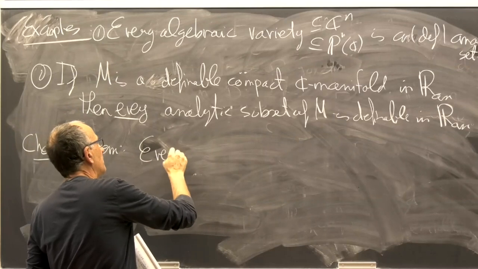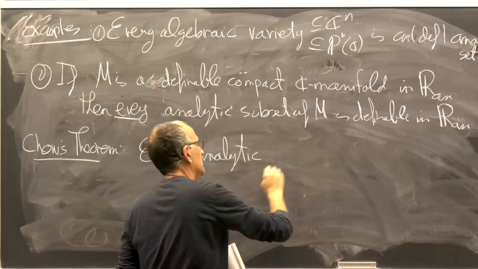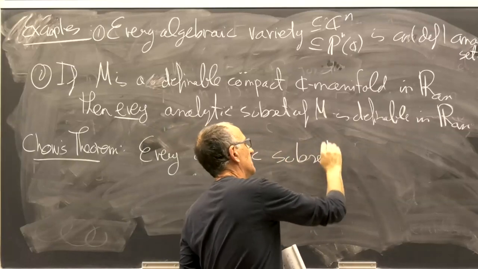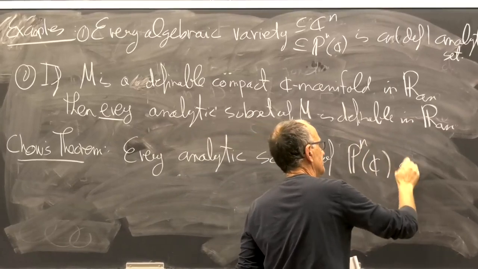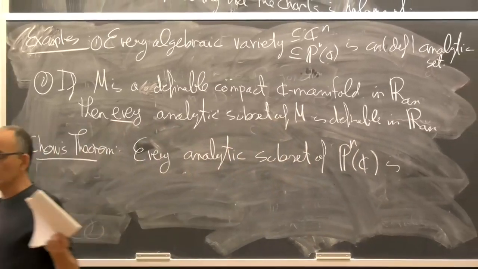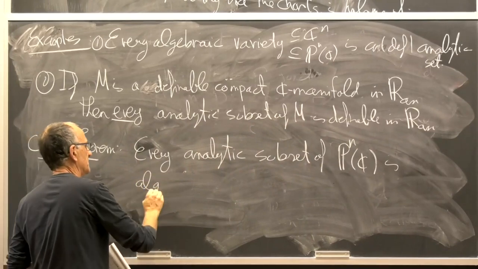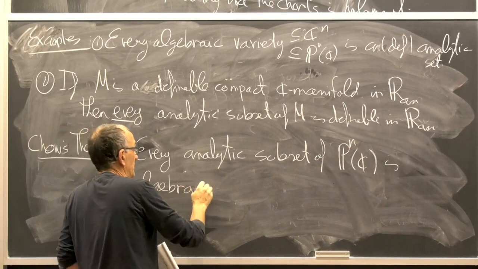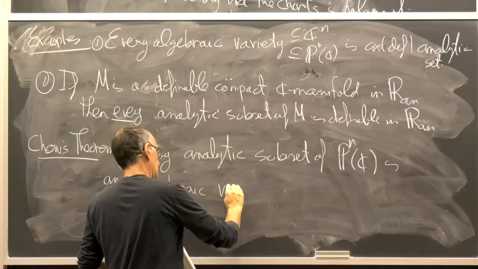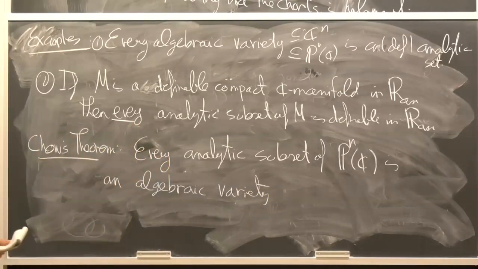So every analytic subset of projective space, if you want, is definable in the real field, but it's algebraic. It is an algebraic variety, algebraic projective, of course. And this is in the 50s.